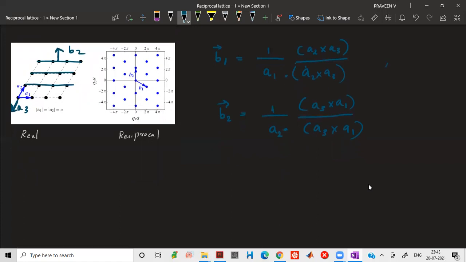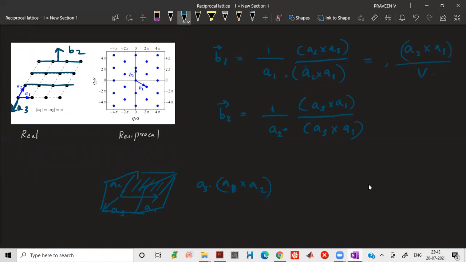So another point to note is, say this is my A2 vector and this is my A1 vector. If I take A1 cross A2, this will be the area of this parallelogram. If there is some other vector A3 and I dot it with this, that will give the volume of this whole parallelepiped. So the denominator here is actually A1 dot A2 cross A3, which is the volume of the unit cell we consider. So it can be written in other ways like this.